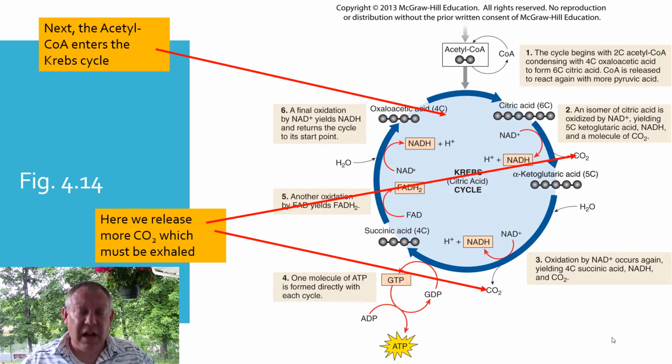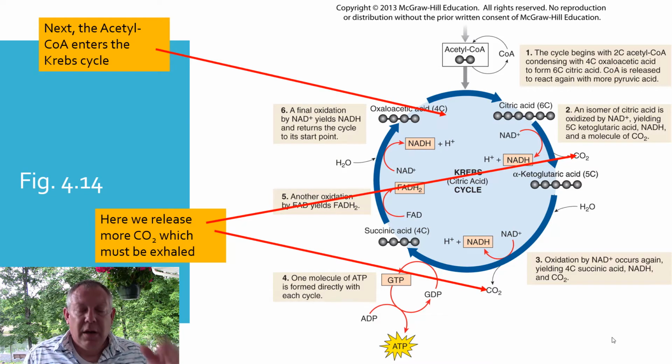You'll notice as you study this Krebs cycle that there are points in the cycle where we break off a carbon and get rid of it, and we form carbon dioxide. So there's a couple spots in this cycle where we form carbon dioxide. This is why you breathe out carbon dioxide.